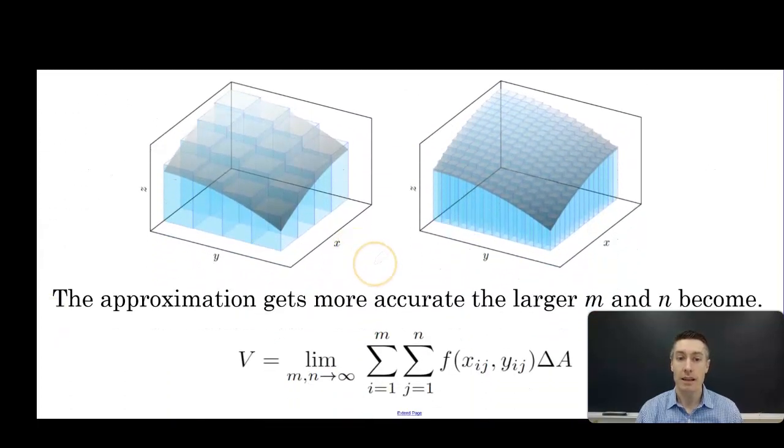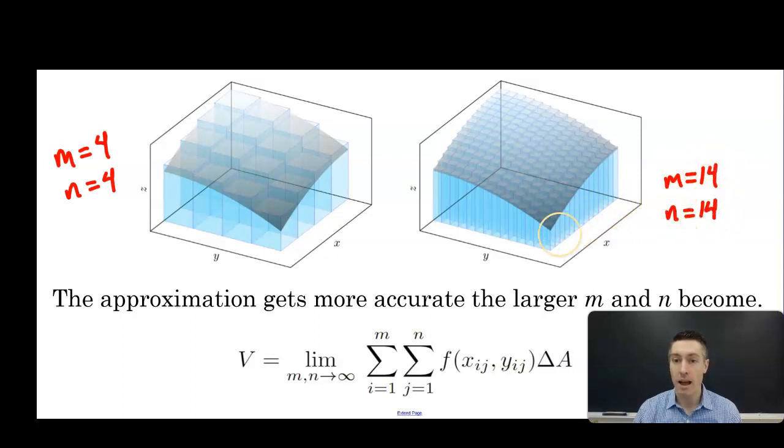So just visually, to get a sense of what a Riemann sum looks like in 3-space, we have our first example where there are 16 rectangular prisms. m and n both happen to be 4 here: m equals 4, n equals 4, 4 subintervals along the x, 4 subintervals along the y. And then we broke it into even more rectangular prisms to get a more accurate approximation. In this case, m is 14, n is 14. I counted that ahead of time, but you can count and double check them both to be 14. The approximation gets more accurate the larger m and n become.